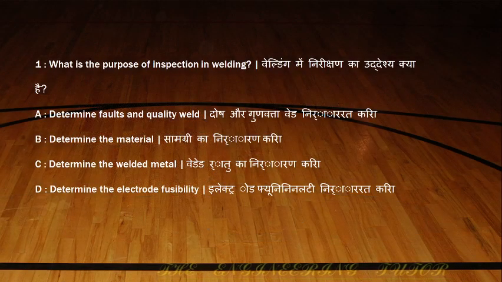What is the purpose of inspection in welding? Options: determine the faults and quality of the weld, determine the material, determine the welded metal, determine the electrode fusibility. The correct answer is determine the faults and the quality of the weld.